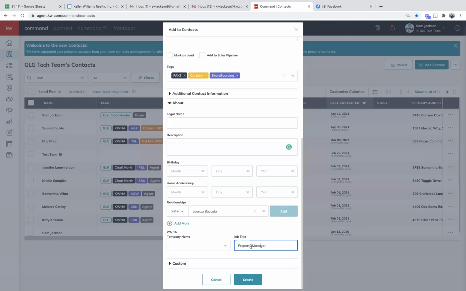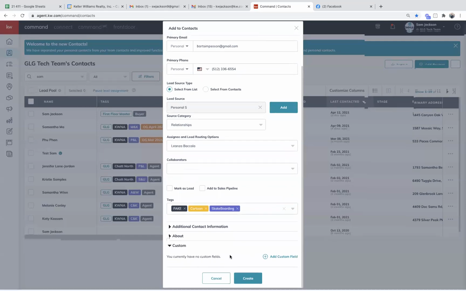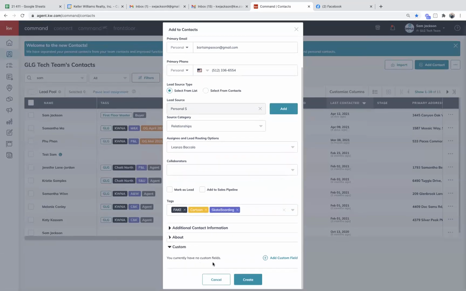What's your business space look like? Are you just working out of your house for your business, or do you need a commercial real estate need? Y'all are licensed for both, if you didn't know that. Cool. And then custom down here as well, you can add custom fields. So anything else that we didn't mention in here, you can add.